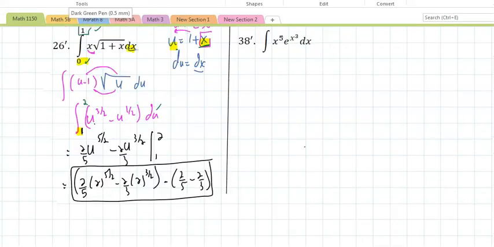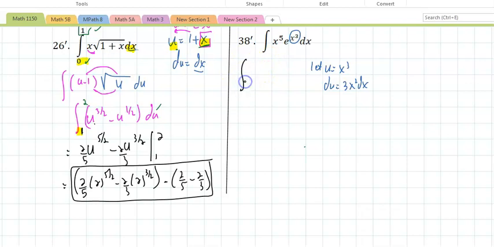Next problem up, number 38 prime. Again, equivalent to number 38. If it's not the same, it's very close. So if I look at this and say let u equal the exponent, x cubed. By taking a derivative, I notice that's 3x squared dx. When I'm glancing at this, if I fill in the blanks, I'm going to rewrite this because it seems I need the x. To get the x, I'm going to write it as x squared dx. That leaves me with x cubed e to the x cubed.